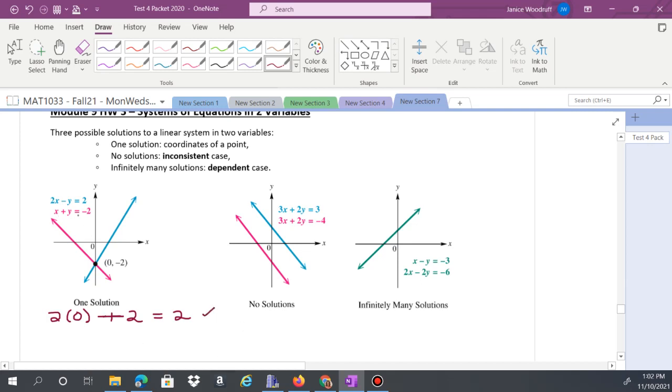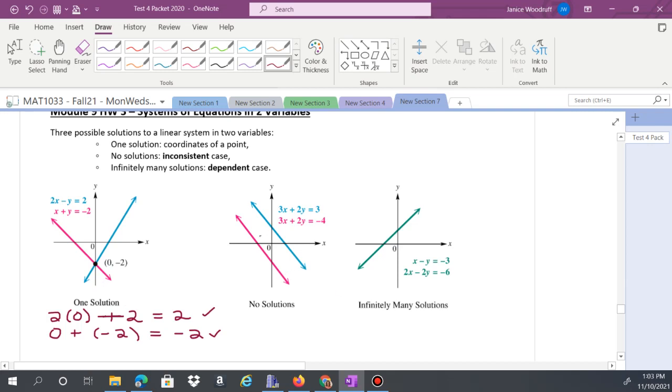And if I go to the second equation, x plus y equals -2, and I plug 0 in for x, and I plug -2 in for y, that will also give me a true statement. So I get a true statement in both equations. The solution works. That's one solution. Two lines will intersect graphically.